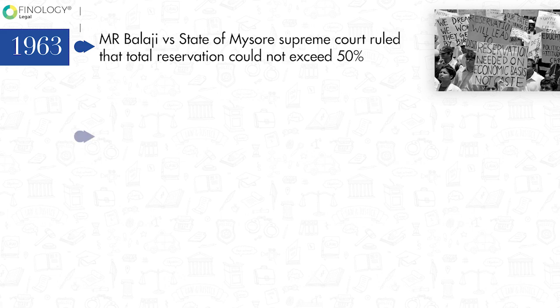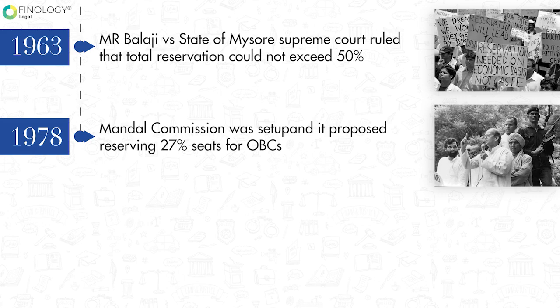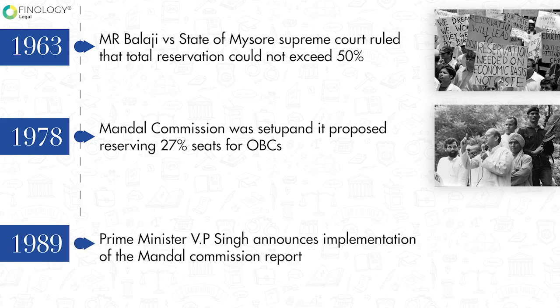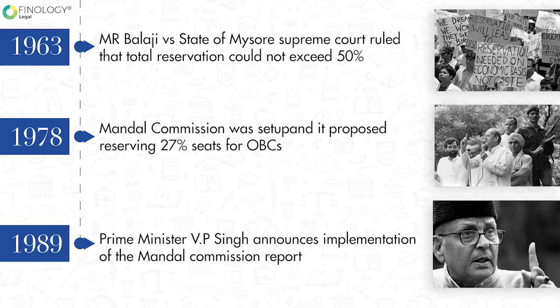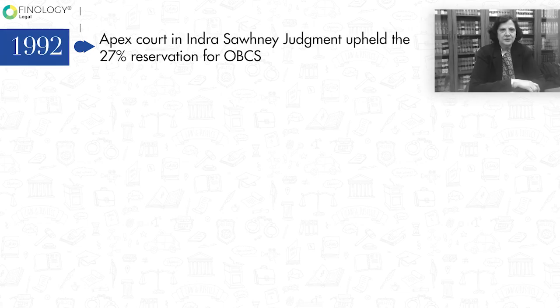Now, in the year 1978, the Mandal Commission was set up to consider quota for the disadvantaged castes. It proposed reserving 27% of the seats for OBCs. In 1989, the then Prime Minister VP Singh announced implementation of the Mandal Commission report, which was met with widespread resistance. After that, in the year 1992, came the famous Indra Sawhney judgment, where the apex court held that 27% reservation for OBCs was valid, subject to the exclusion of the creamy layer. The proposal was accepted in the year 1993.